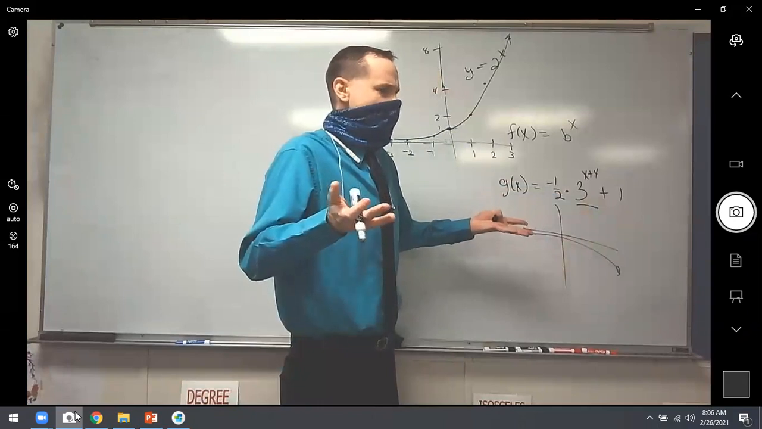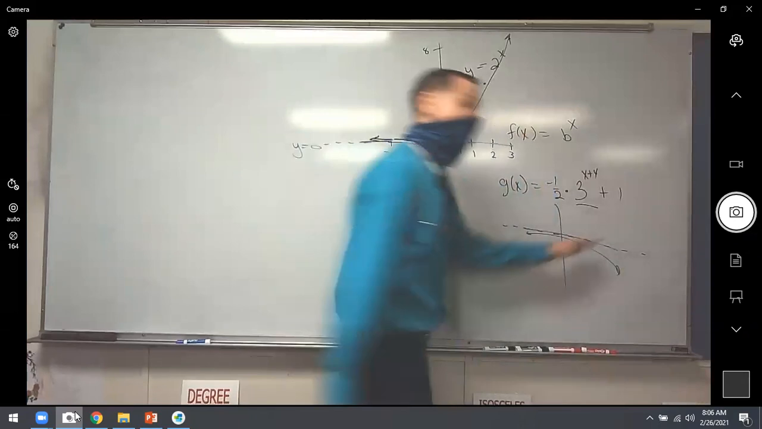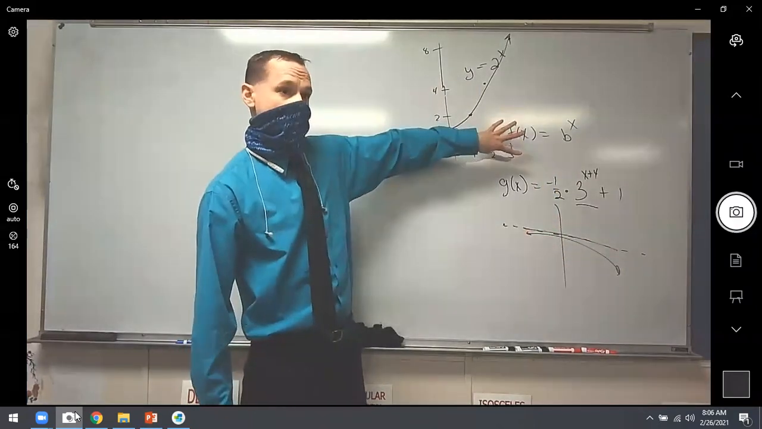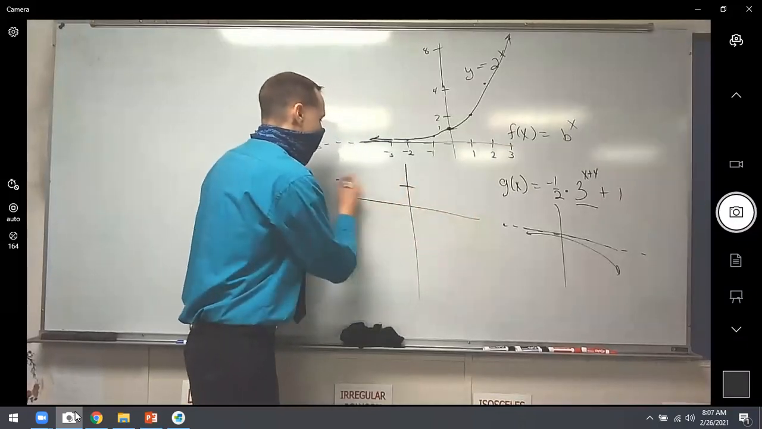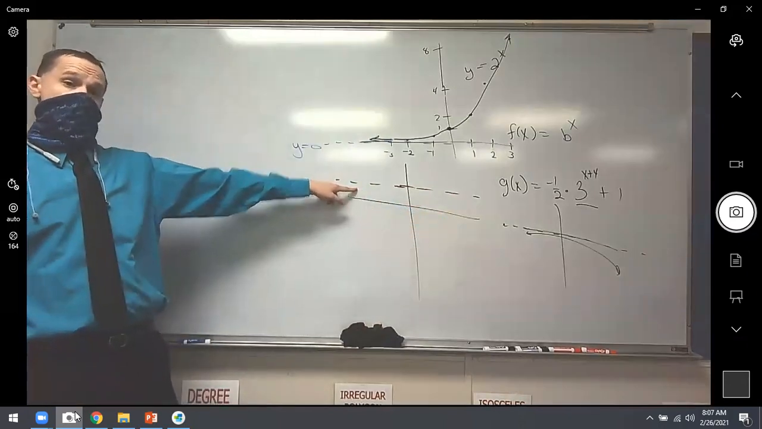Moves things up 1, right? So where did this level off before? There was a horizontal asymptote at 0 by default, right? But the +1 takes the whole thing and scoots it up 1. So a rough sketch of this thing is, it's not going to level off at 0. It's going to level off at 1.